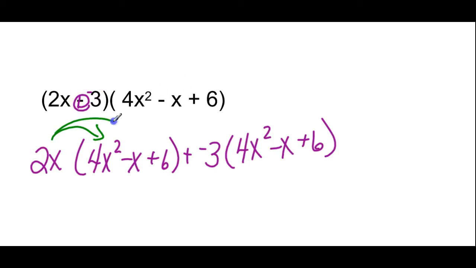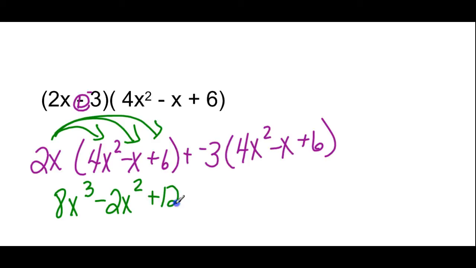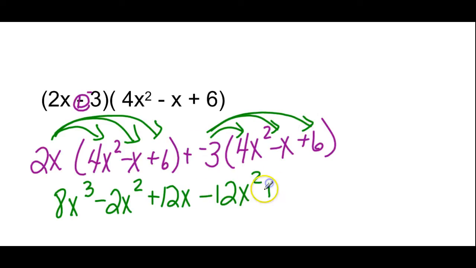So here we go. Do the distributive property here. And that's going to give me 8x cubed minus 2x squared plus 12x. Take the -3, multiply it, and that's going to give me -12x squared. Negative times negative is positive 3x minus 18.